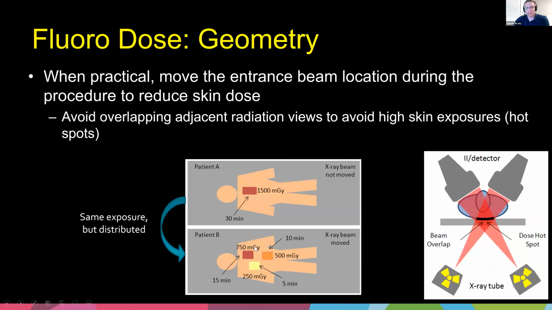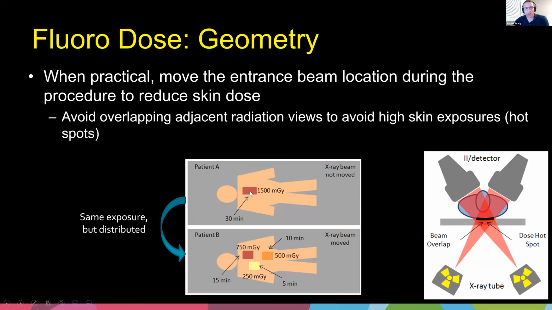The next is, if you can, and we talked a little bit about this for peak skin dose, don't do everything in one skin port. If you can, move the patient. Maybe you shift the table a little bit superior inferior. Maybe you shift it laterally. Maybe you can actually move the x-ray beam. If you have a C-arm, you can actually move it. You can rotate it a little bit if you absolutely need to.